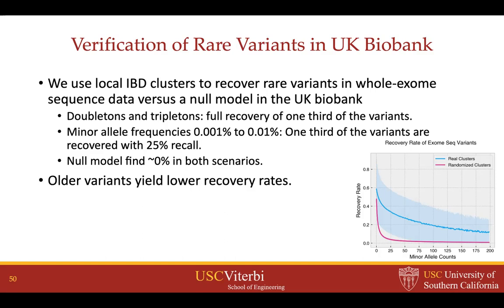For more common variants, for example those with 4 to 50 carriers of the minor allele, we found that we can recover 1/3 of the variants with at least 25% recall, but the randomized clusters cannot do the same thing. These results were also later replicated by another, more analytical IBD estimation experiment on UK Biobank called FastSMC.